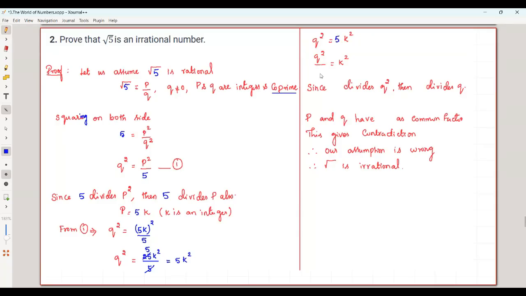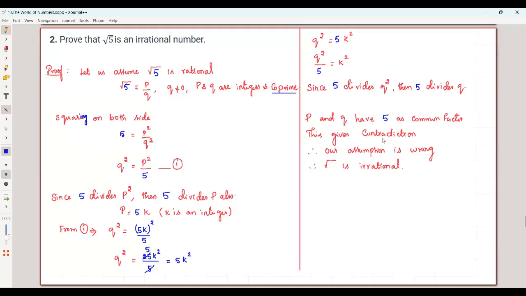Now you take this 5 to this side, so it will become division. q square by 5. So 5 divides q square. Therefore, since 5 divides q square, then 5 divides q also. So p and q have 5 as a common factor.